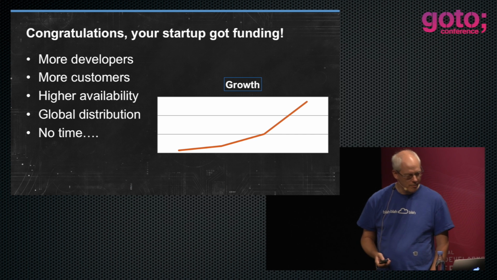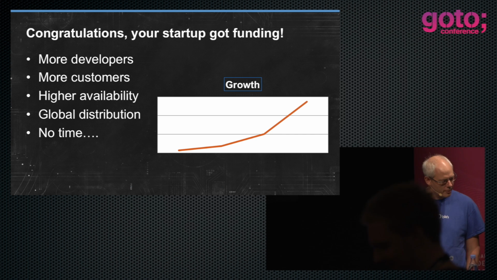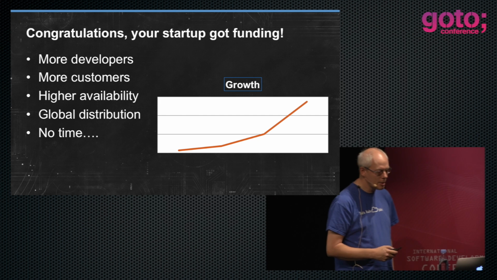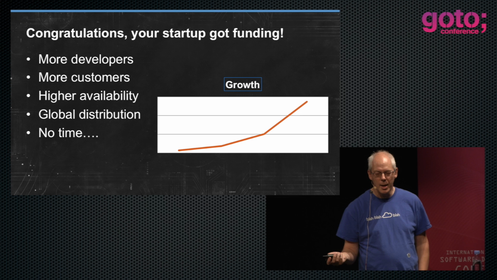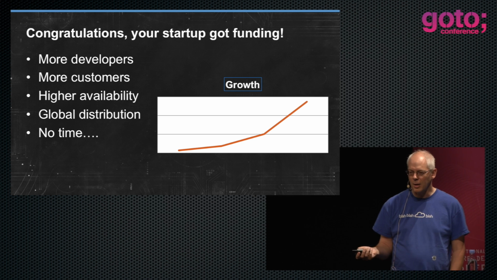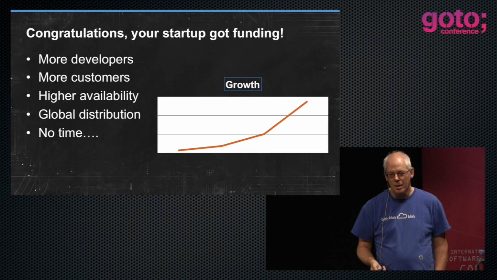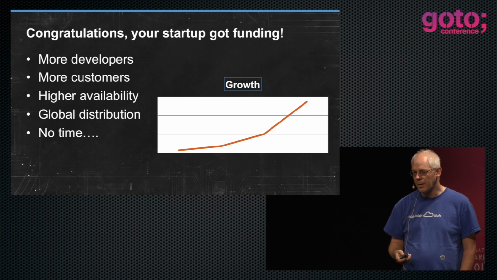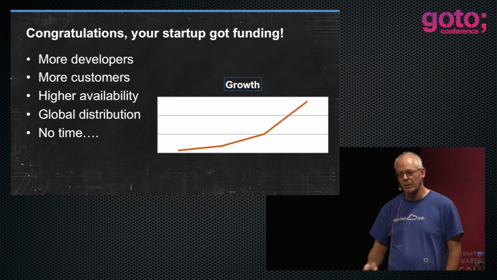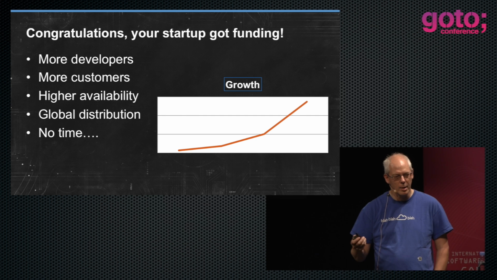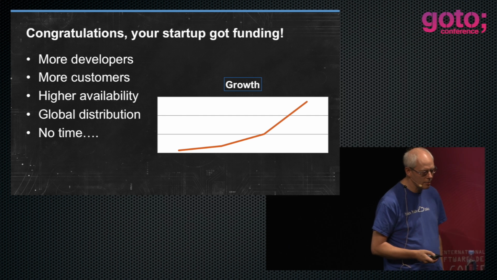You get funded, and now you're going to get more developers and more customers. You need it to be more highly available. You need to be globally distributed instead of in one place. And your old architecture doesn't work anymore, because your growth is now exponential. So one of the things I do for Battery Ventures is work with companies going through this problem, and I help them as a consulting cloud architect, scalability architect, that kind of thing.